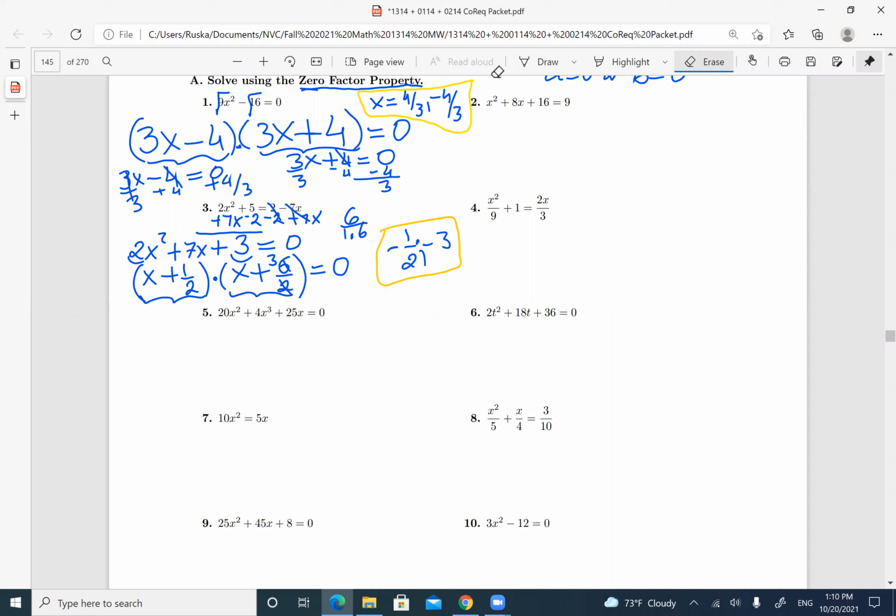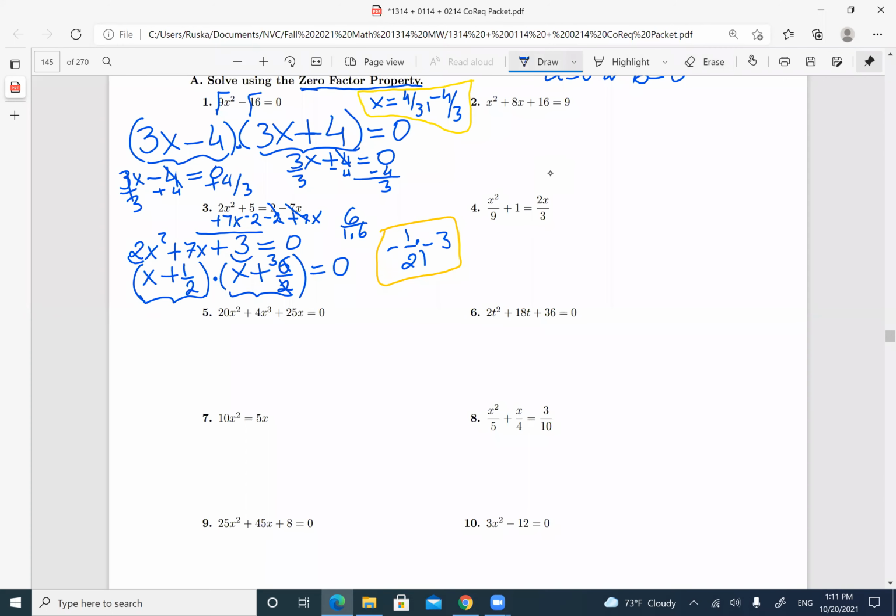Okay, then we have, let's do which one we want to do. Let's do one with fractions. You want to do fractions? Which one you want with fractions? 4 or 8? Pick one. Somebody say 8, so let's do 8.